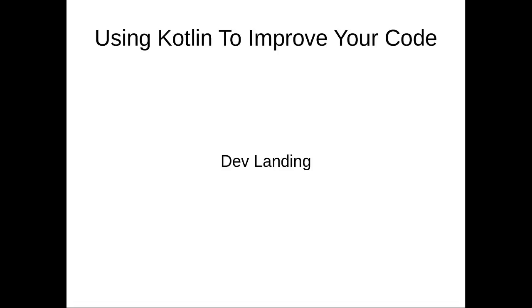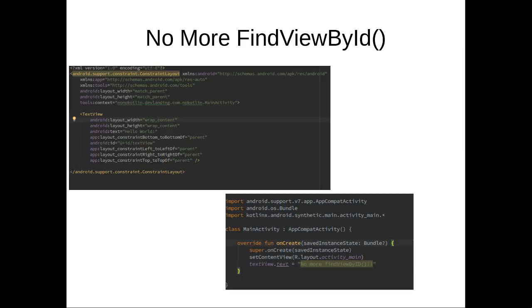How Kotlin can improve your Android Java code. So the first one is your findViewById method.